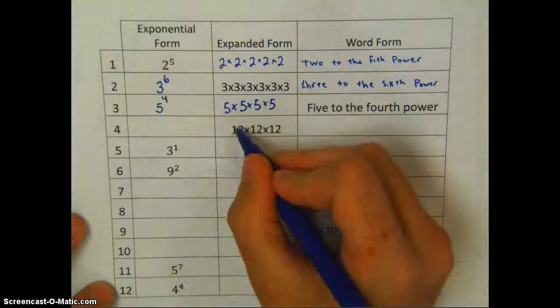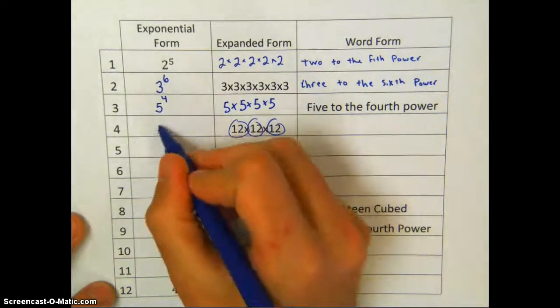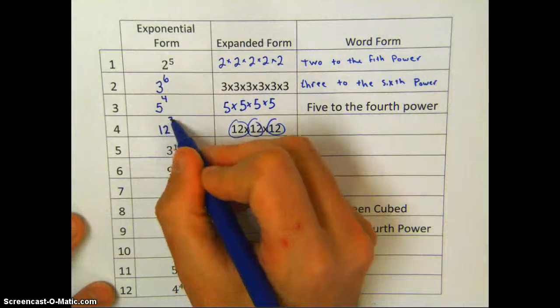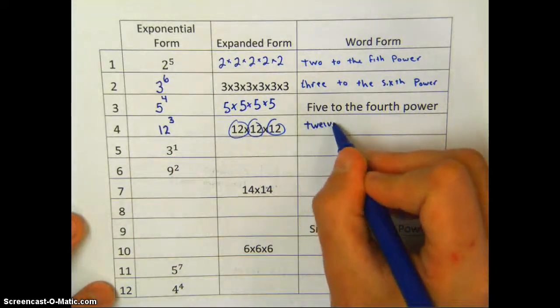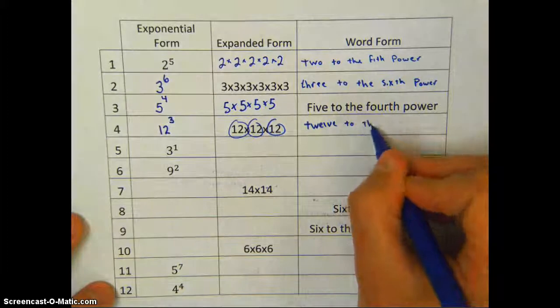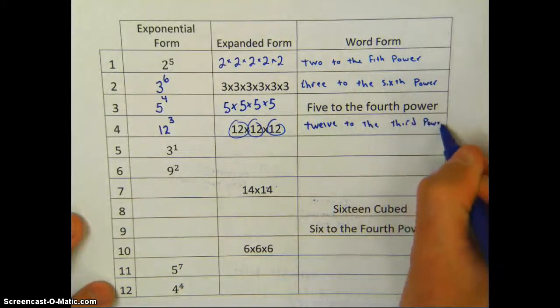I have 12, 1, 2, 3 times, so it's 12 to the 3rd power.